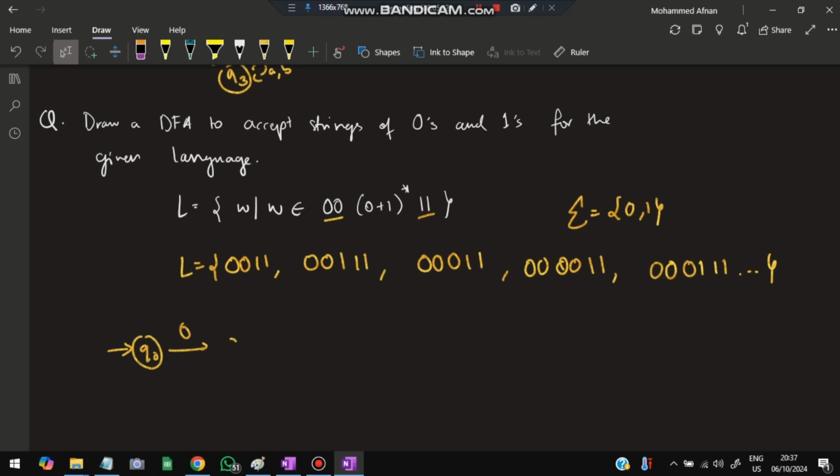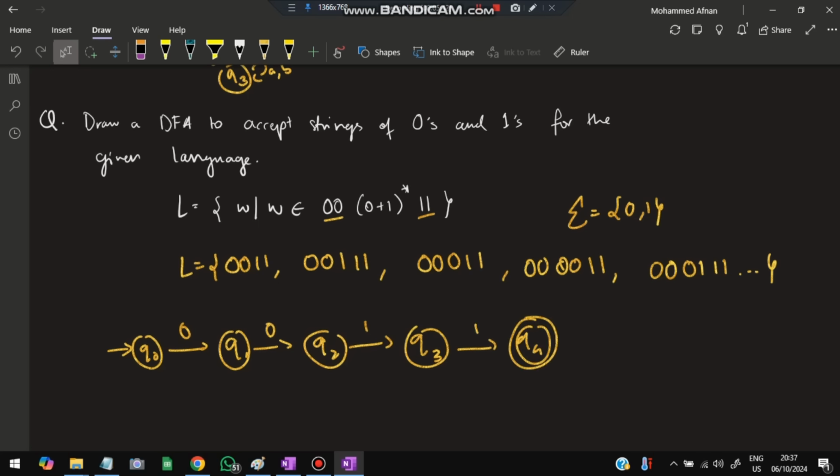Q0 with 0 will reach Q1, with 0 will reach Q2, with 1 will reach Q3, with 1 will reach the final state Q4. Okay. This is the 0011 least string which we have found. Now we have to make the transitions for 1 also.